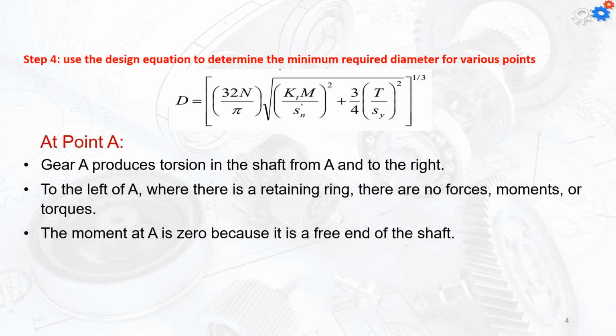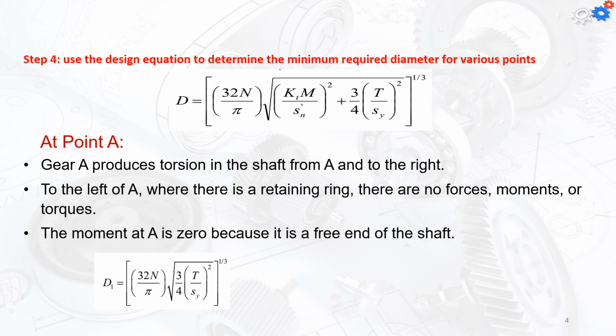So we start with the point A. The gear produces a torsion in the shaft from A to the right. To the left of the A, where there is a retaining ring, there are no forces, moment, or torques. The moment at A is equal to 0 because it's going to be the free end of the shaft. Thus, the equation we are going to use will simply reduce to the following. No moment, but I do have a torque. So I will shorten the equation above to a new version of it. And then I will start to add the parameters.